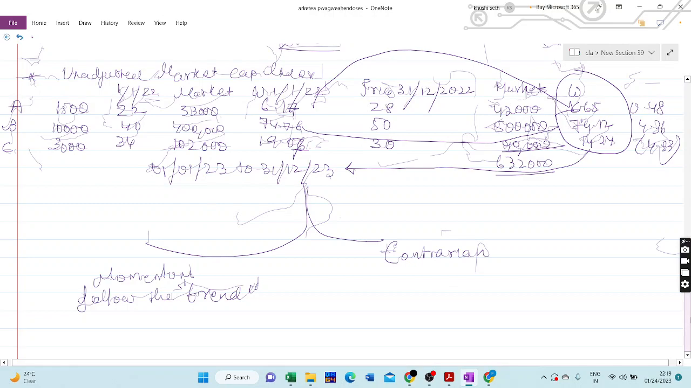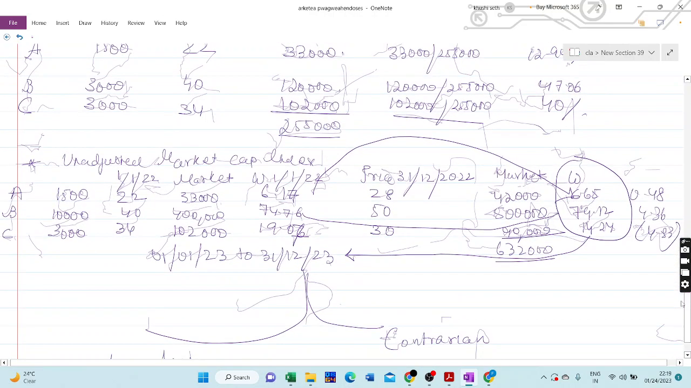And what's happening in this market cap weighted index, right, guys? Basically, more weight is being assigned to stocks whose prices have increased. Price of stock A has increased, so its weight in the index has increased. Price of stock B has increased, so its weight in the index has increased. And price of stock C has decreased, so its weight in the index has decreased. So that's what is happening in the market cap weighted index, and that is what will happen in the portfolio that replicates the market cap weighted index.